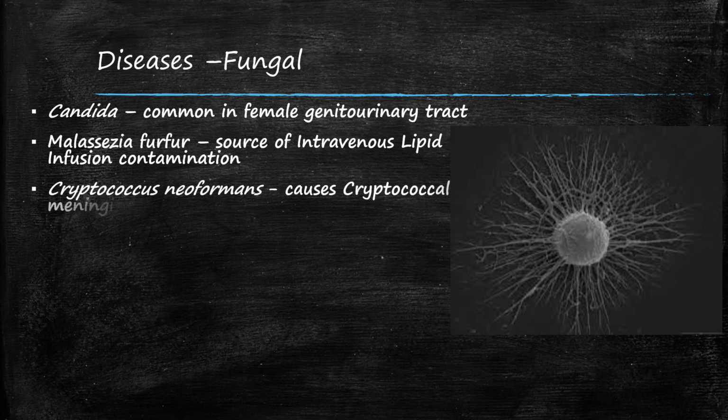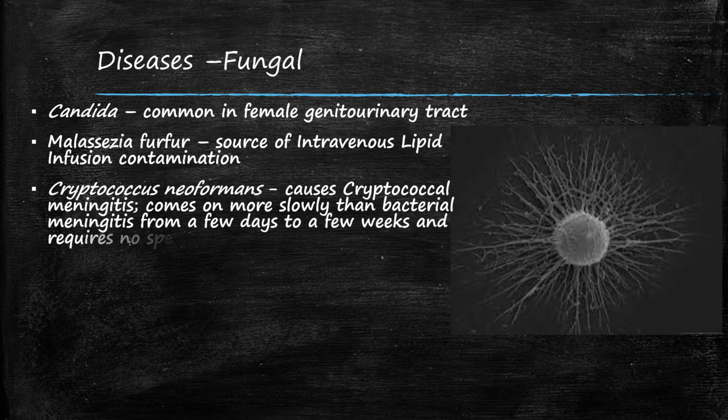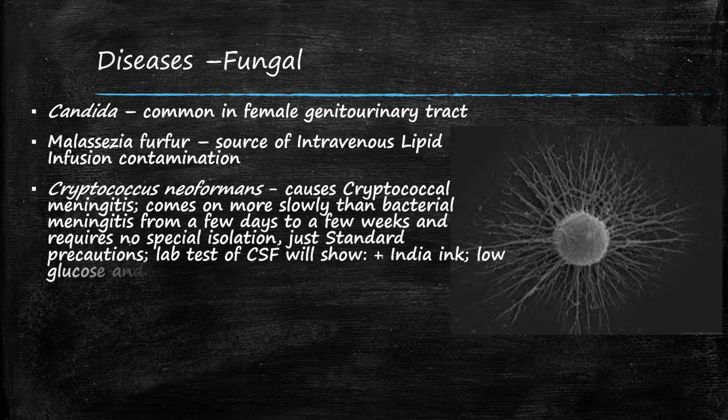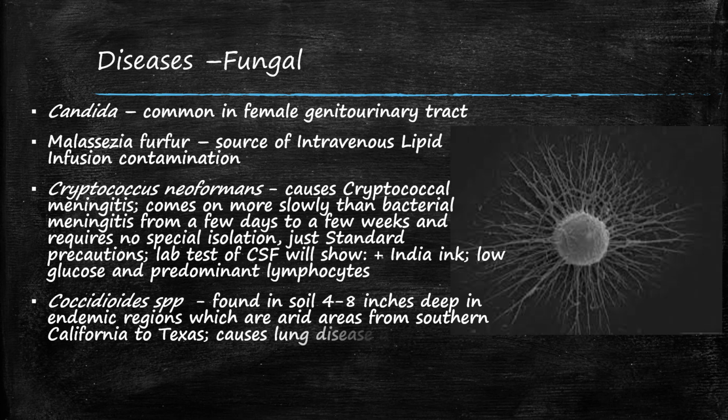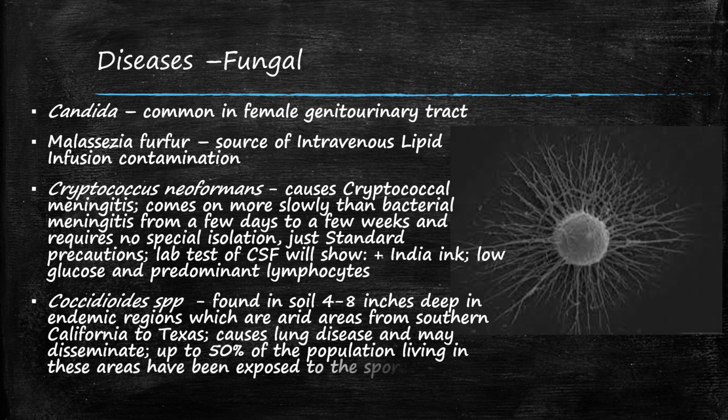Then we have the Coccidioides species, found in the soil 4 to 8 inches deep in endemic regions, which are arid areas from Southern California to Texas. This causes a lung disease and may disseminate to be extrapulmonary. Up to 50% of the population in these areas where the organism is endemic have been exposed to the spores.